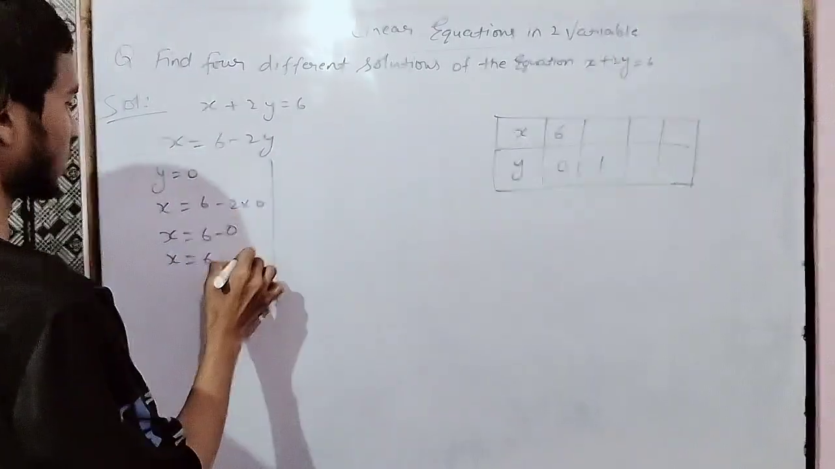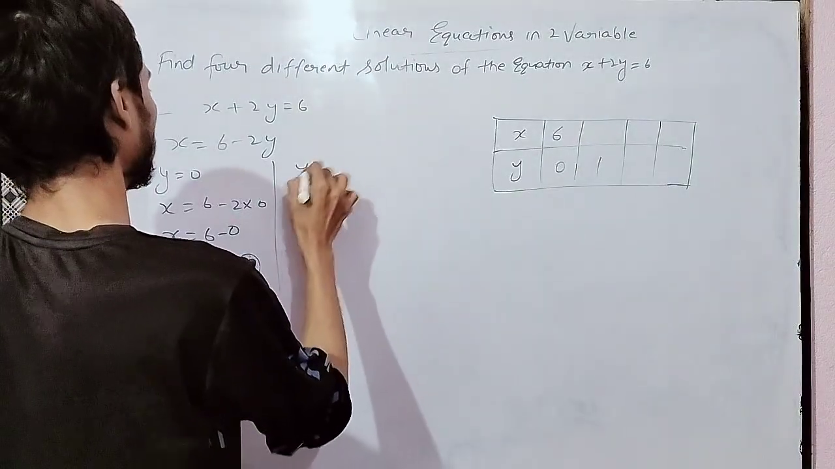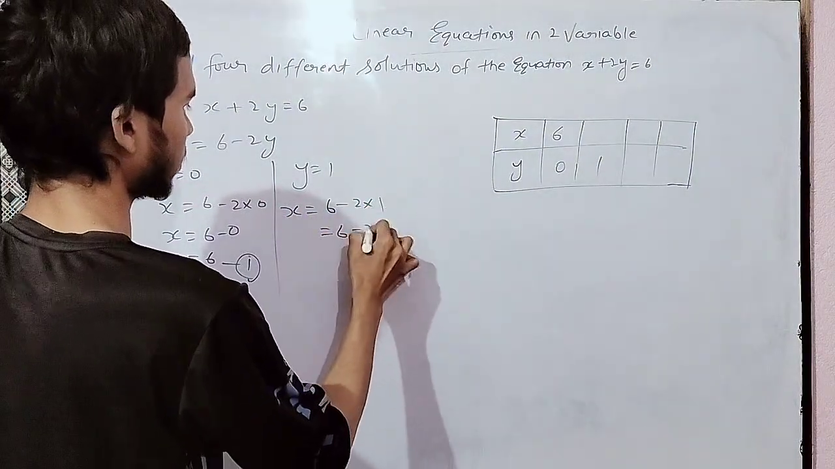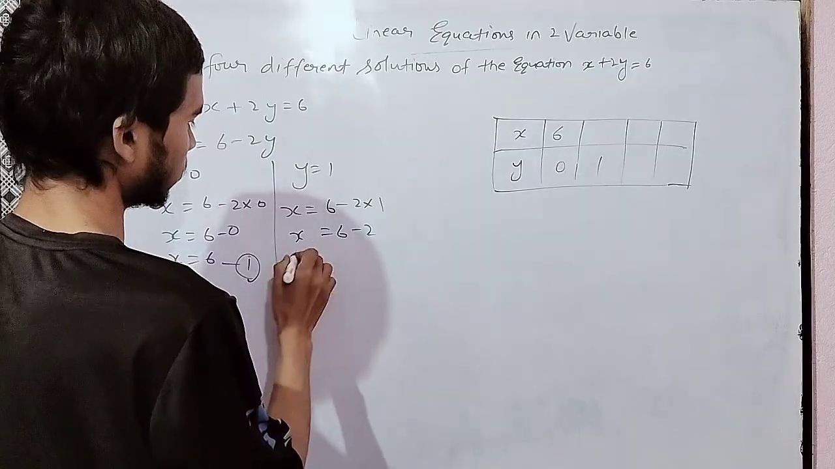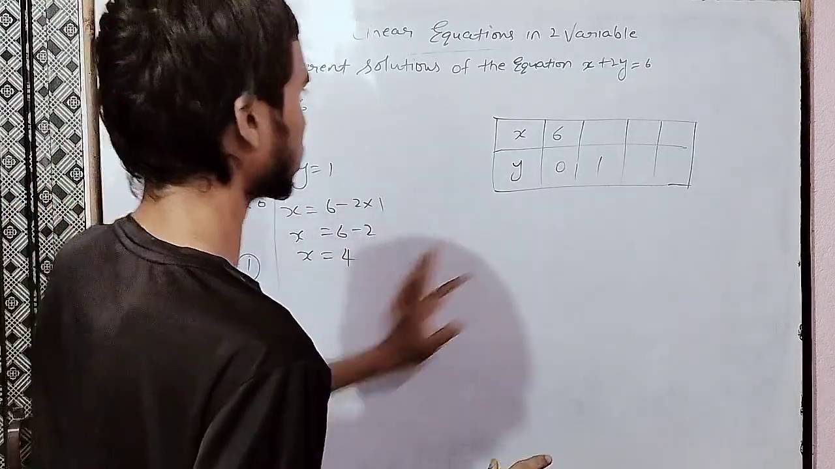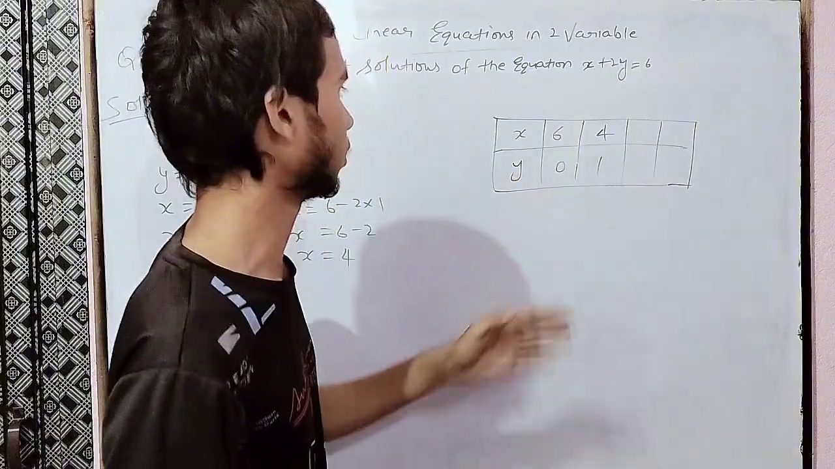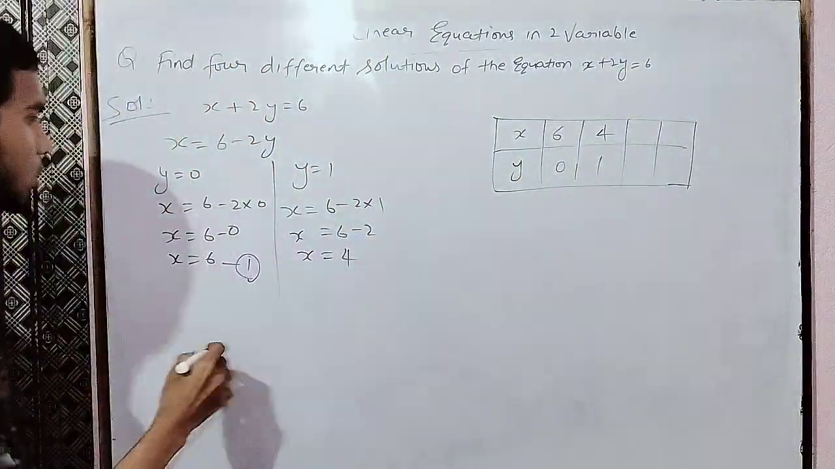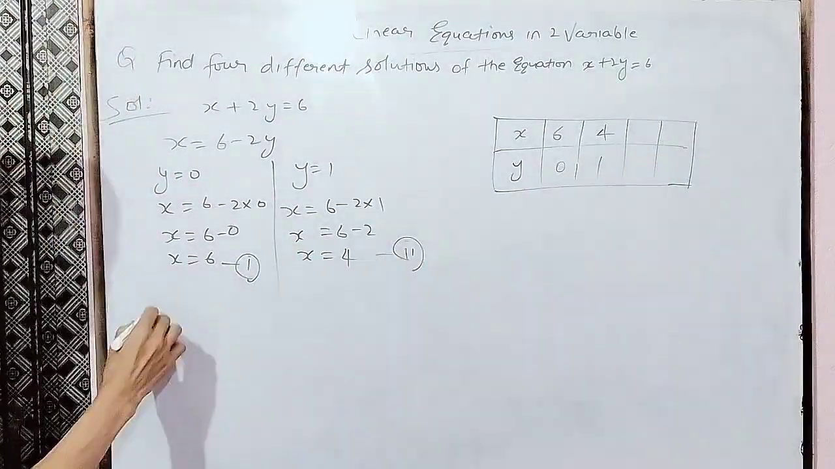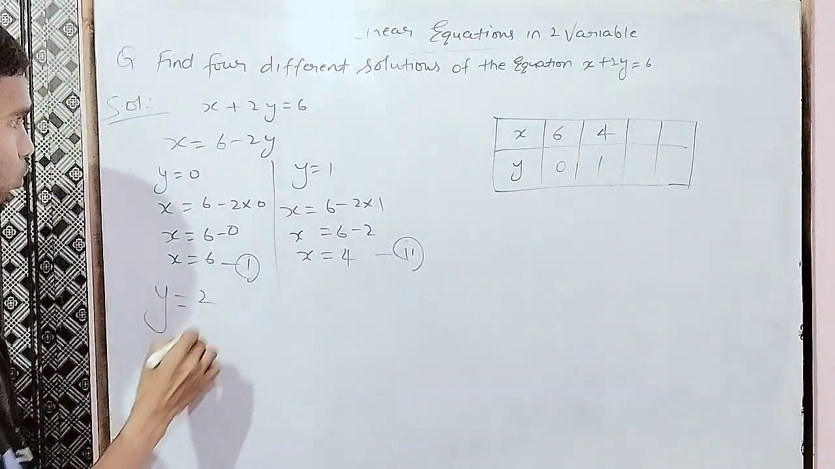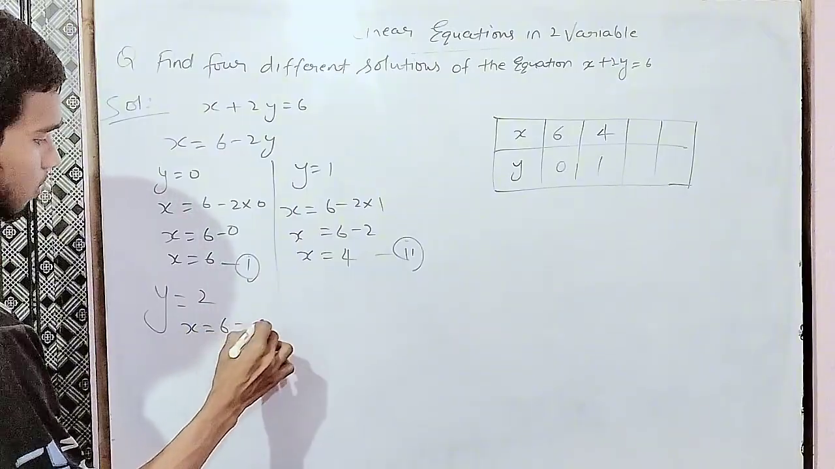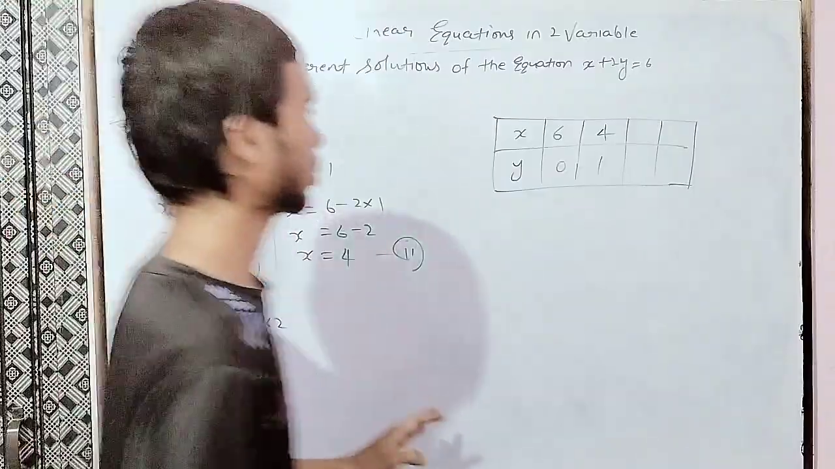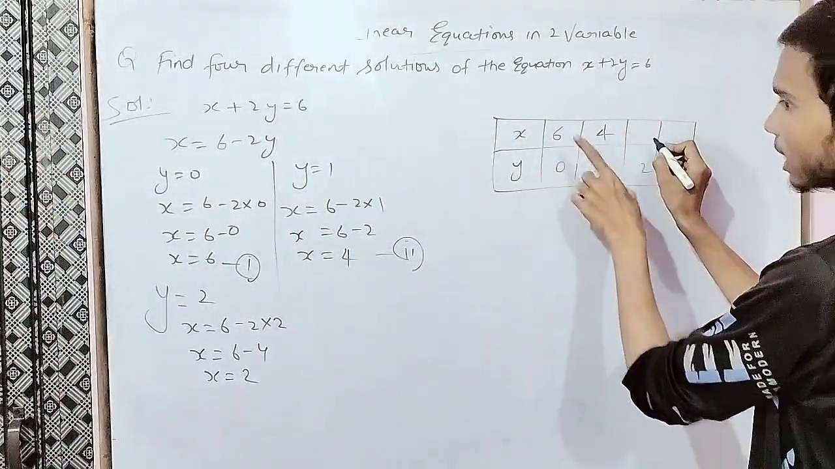Now next, this was 1, this was 1. Next is y is equal to 1. Okay, x is equal to 6 minus 2 multiplied by 1. 6 minus 2, it will become how much? 4. Clear. So we can write that when y is 1, then x will be 4. So this was the second solution. Now third, y is 2, then x will become 6 minus 2 multiplied by 2. 6 minus 4, it will become 2. So when y is 2, then x will become 2.